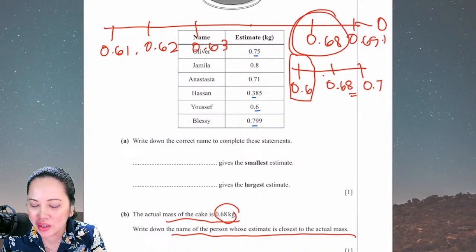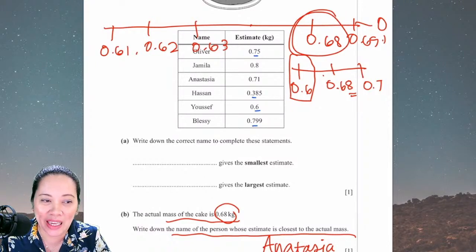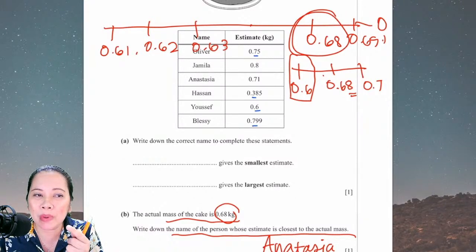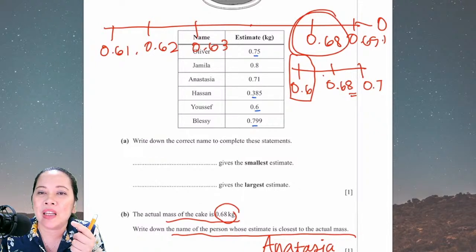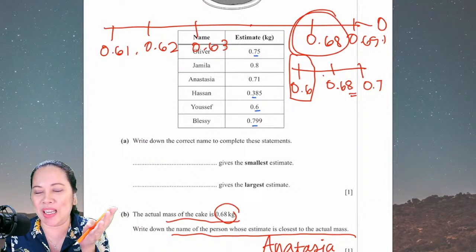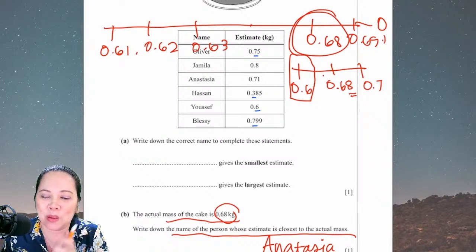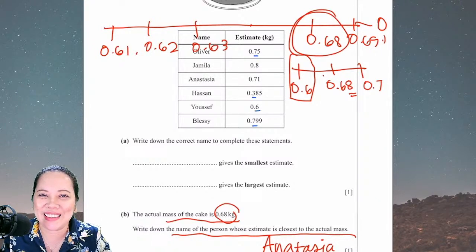Anastasia. Yes, the green means you are right, Mahablanca. That is right. You are correct. It's Anastasia. Okay? So you have to remember that if you have this type of question, you have to actually place them in a position, sorry, in an order in the number line. So where is your 0.68 closest to? Okay?